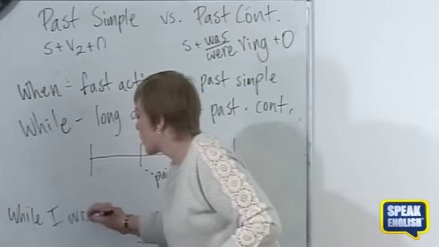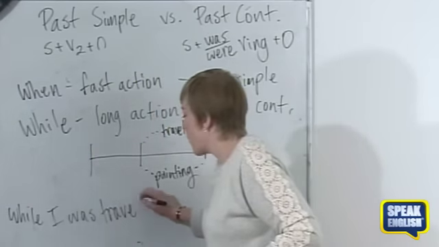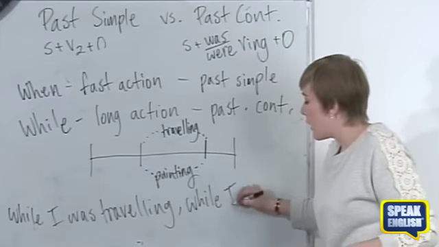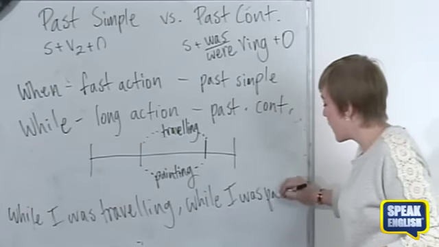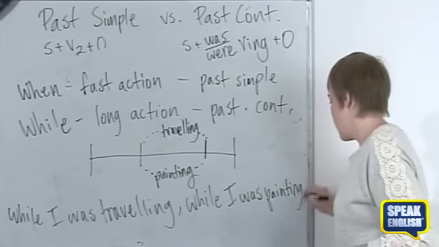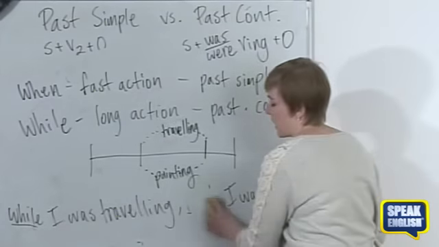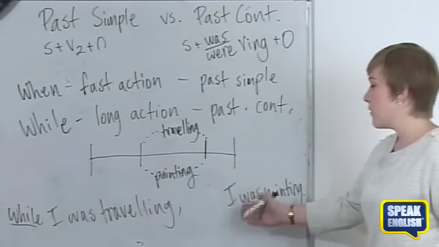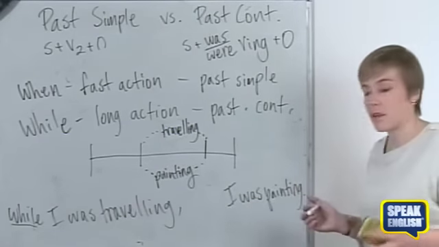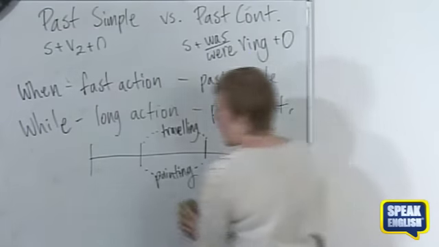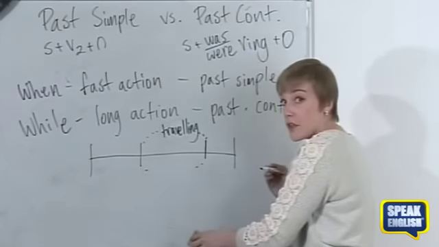While I was traveling, while I was painting. So I can use while here or here, but I choose one, so maybe I'll take this. While I was traveling, comma, I was painting. Let's do just a couple more examples of some problems that you might have.